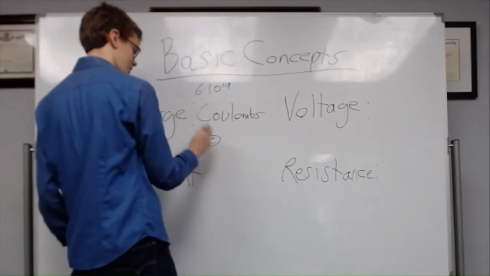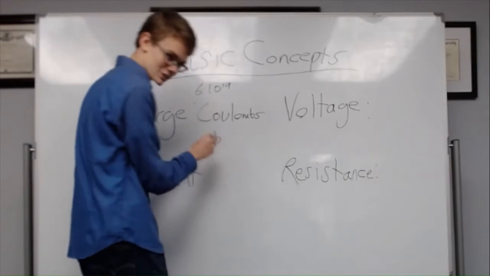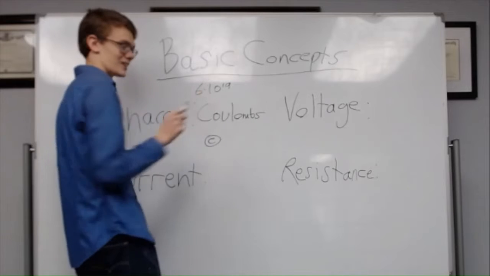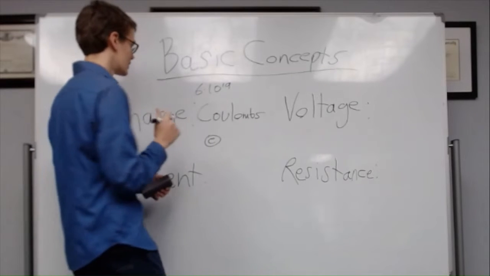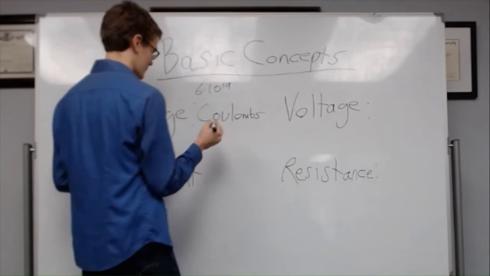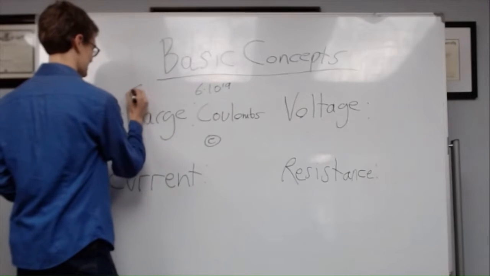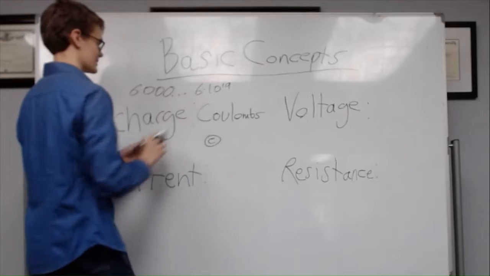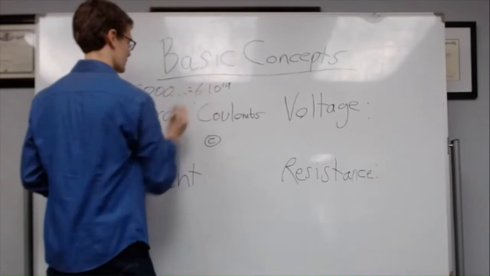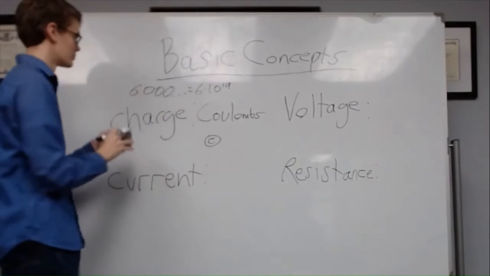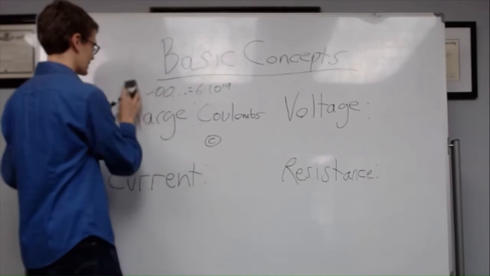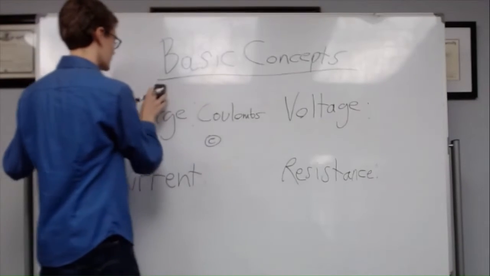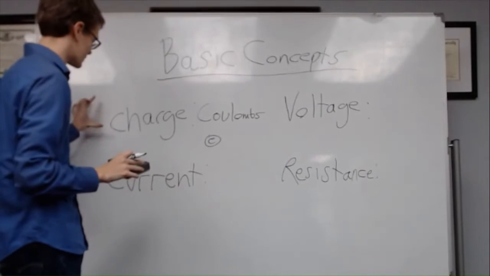So if an electron has a charge of 1, then a coulomb would be 6 times 10 to the 19th charges. In more simple words, that's 6 with 19 zeros after it. So it's a big number. One coulomb is a lot of charge. And that's really all you need to know as far as charge is concerned.